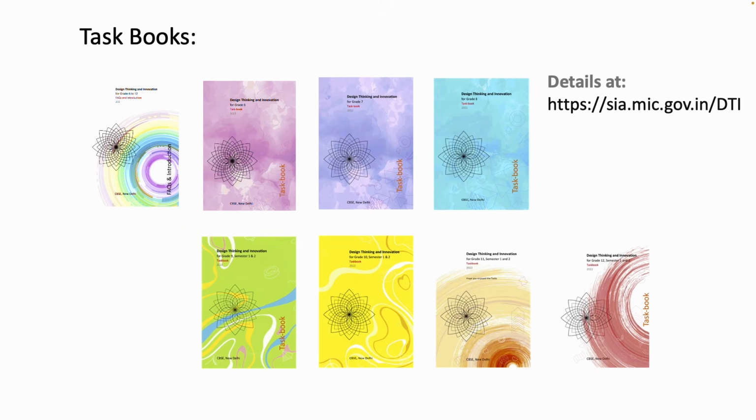The curriculum is made into task books all the way from class 6 to class 12. They're in the colors of the rainbow, and all the details about this curriculum are available at sia.mic.gov.in/dti. If you explore this link, you'll get the task books, the exposure slides, and videos on this subject. There is a whole lot of material made available for you to pursue this.